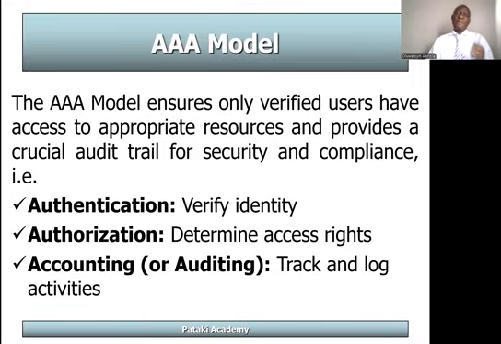The AAA model verifies users have access to appropriate resources and provides a crucial audit trail for security and compliance. That is, authentication means to verify the identity of a user. Authorization means to determine the access rights. What type of access does this user have? Then, accounting or auditing means to track and log all his or her activities on your system. That's the AAA model.